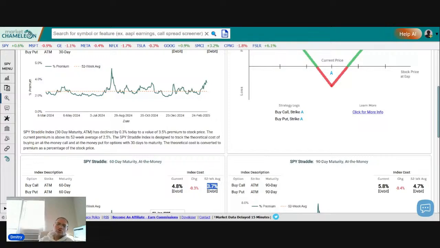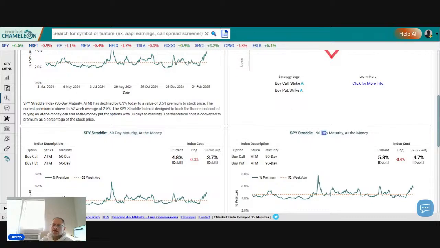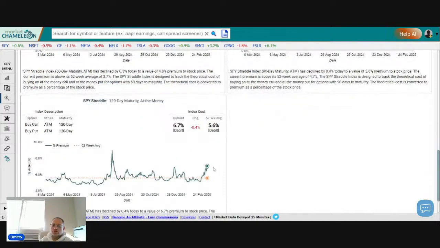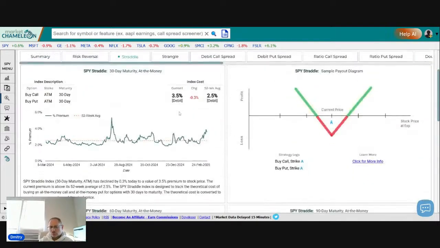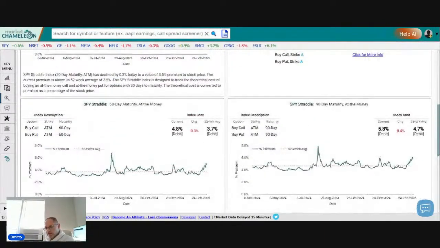Similarly, we could go to the 90-day, right? So, sorry, this is from the 60-day. Here's the 90-day. And then we got the 120-day, right? So now we got these 1, 2, 3, 4 different maturities to be able to compare how that premium is increasing as we go out further in time, how that premium in each of those benchmarks compares relative to its historical averages, and then we could compare the differences, the relative values between the premiums.